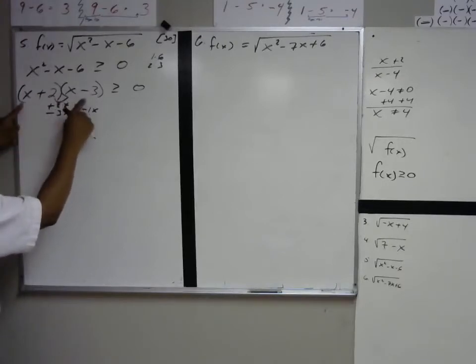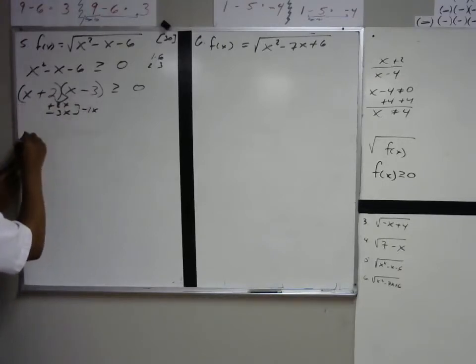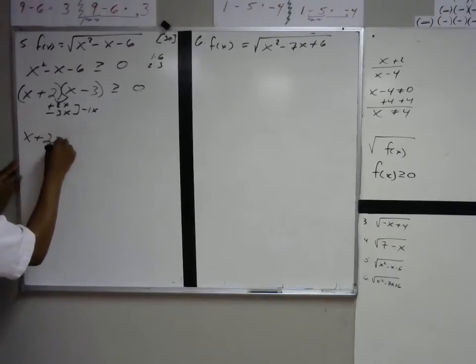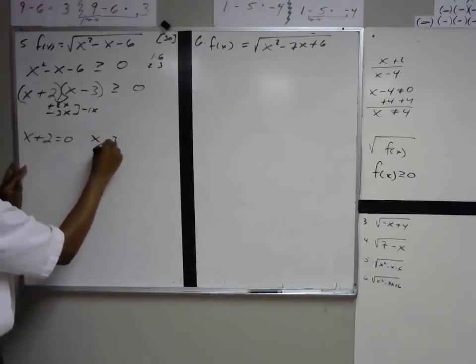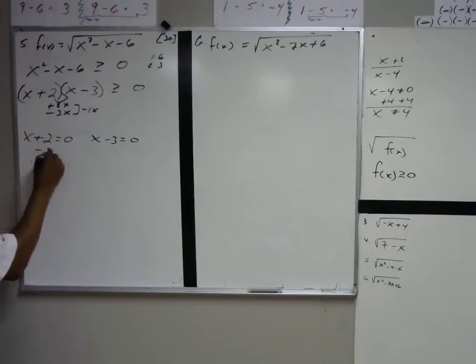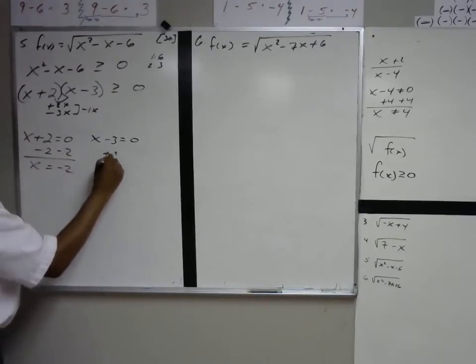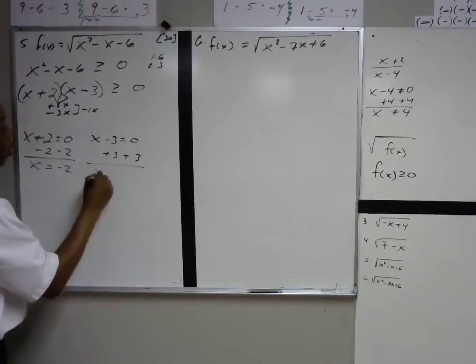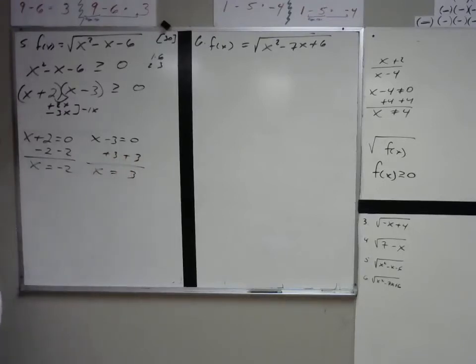So I'll take both of these and solve for x. x plus 2, set equal to 0. x minus 3, set equal to 0. And then when I solve, I'll get the answers of x equals negative 2, and I'll also get x equals 3. All right, I'm going to put these two solutions on the number line.